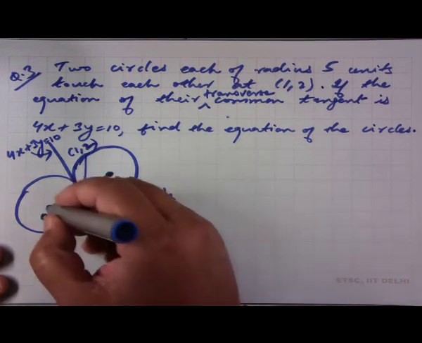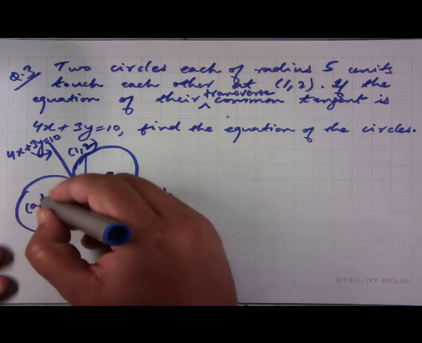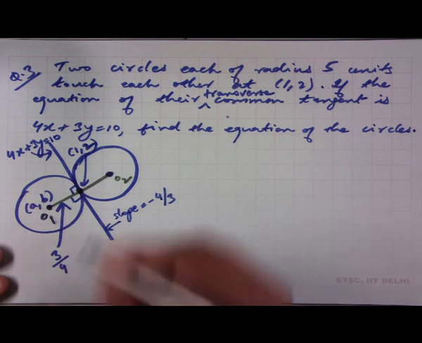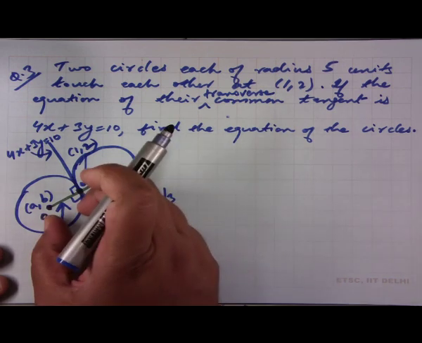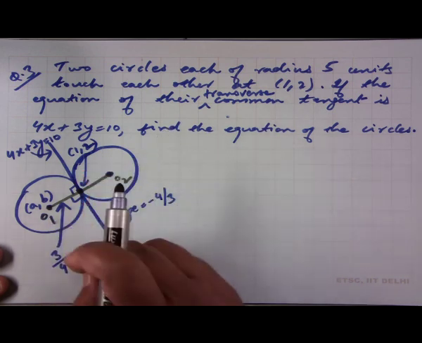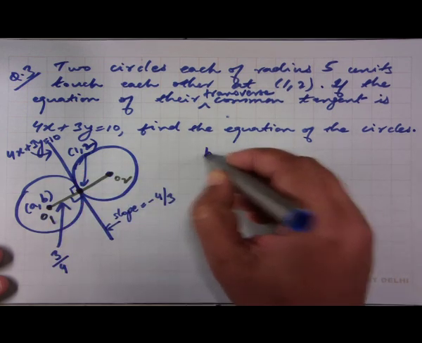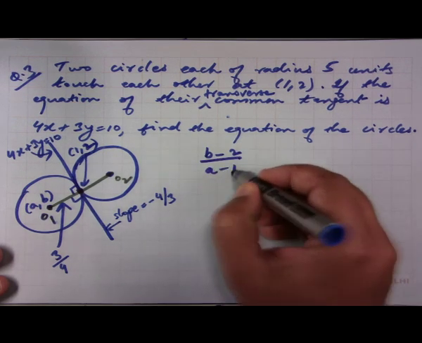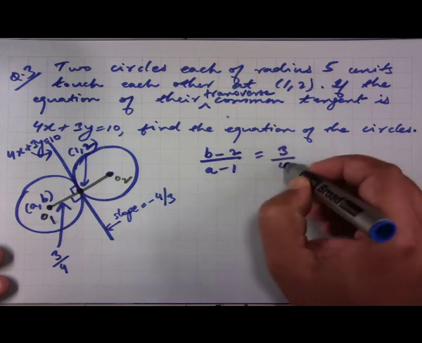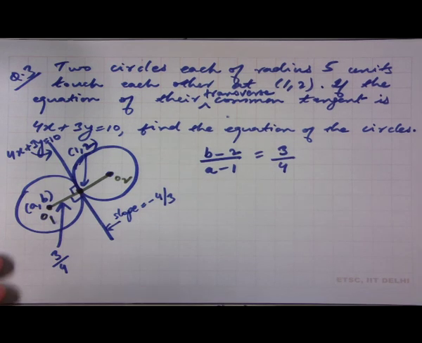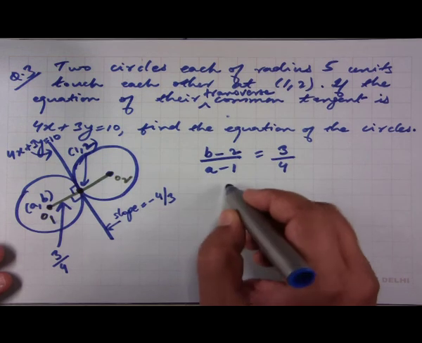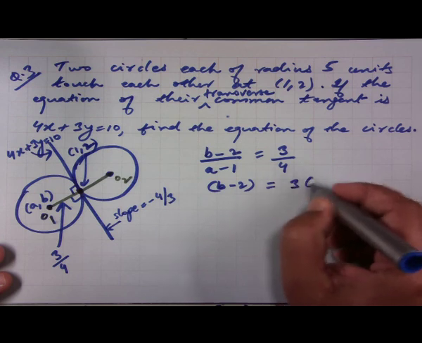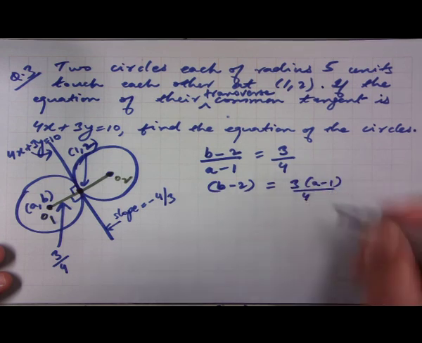Now let us say that the coordinates of the first center of the first circle is (a, b). Then, since the slope of this line segment is 3 by 4, it follows that (b minus 2) divided by (a minus 1) equals 3 by 4. So, from here we can say that b minus 2 is 3 by 4 times (a minus 1).